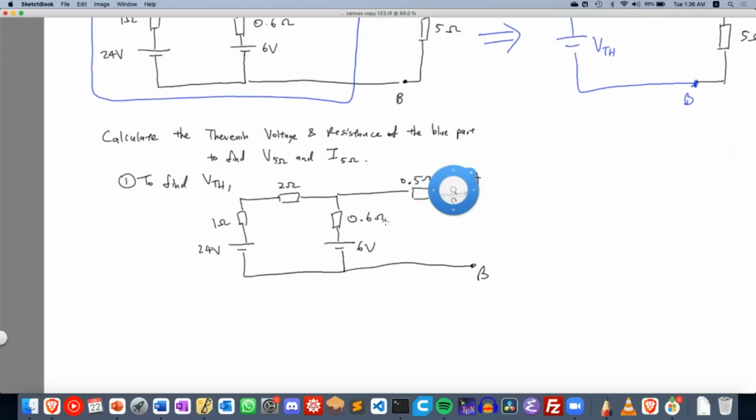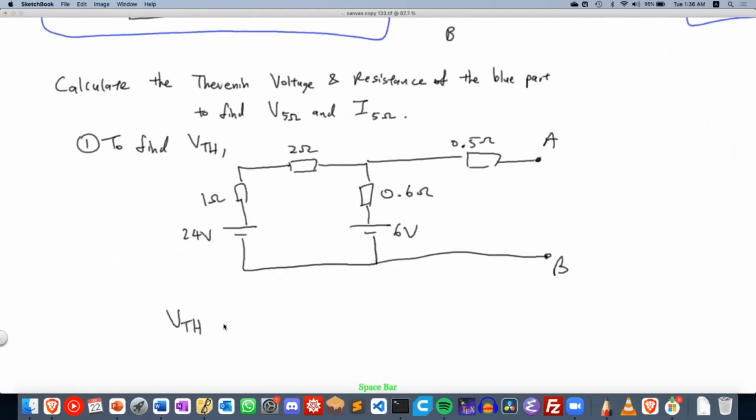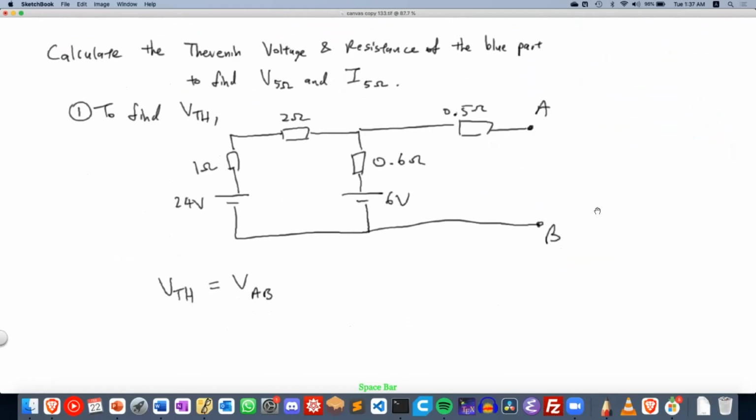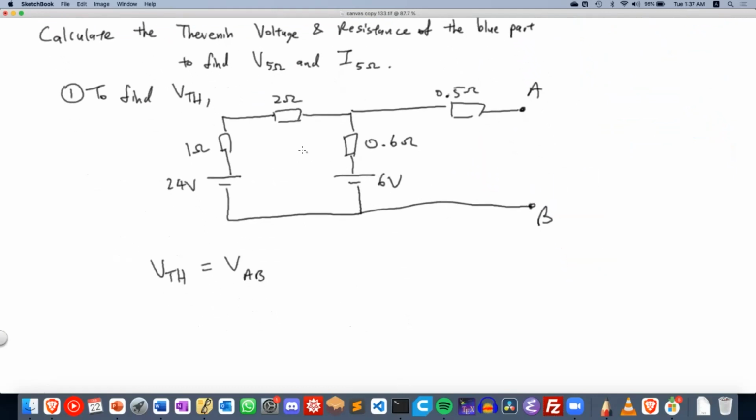Now the Thevenin voltage is going to equal the voltage between A and B. So we pretend that this circuit is like this, and we measure the voltage between A and B. How do we find it? We need to find the current flowing through this loop, because if we can, then we can find the PD across A and B.